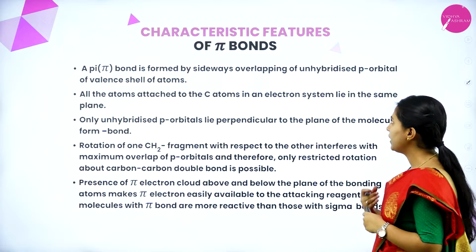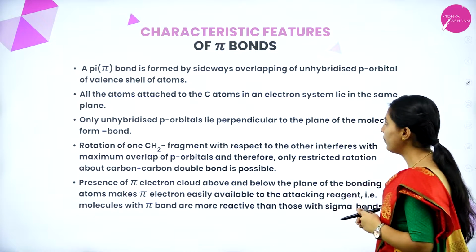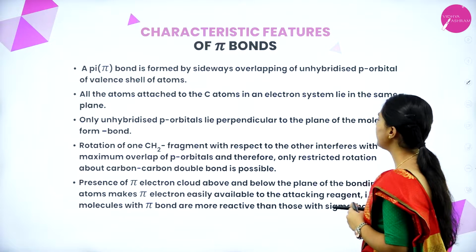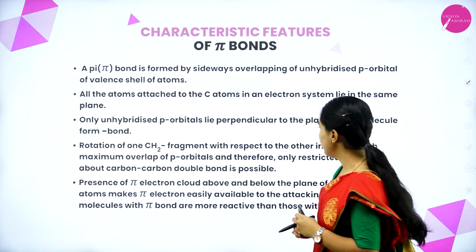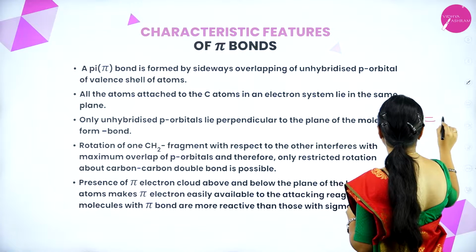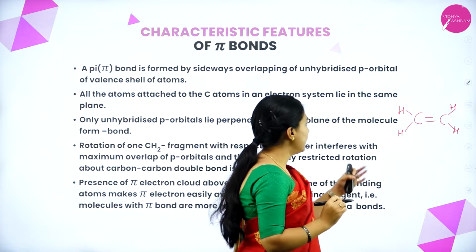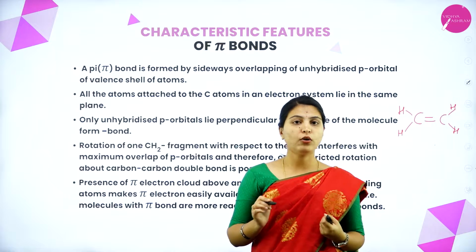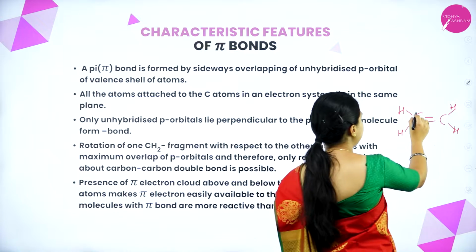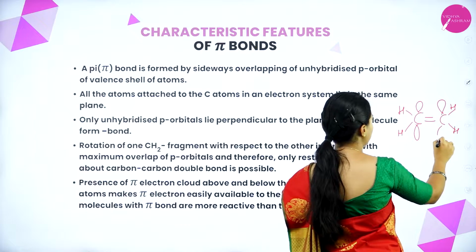First we will see the characteristics of pi bond. A pi bond is formed by sideways overlapping of unhybridized p orbitals of the valence shell electrons. See here, this is ethene, right? All the elements are in the same plane. How will the p orbital form? It is perpendicular to the carbon.